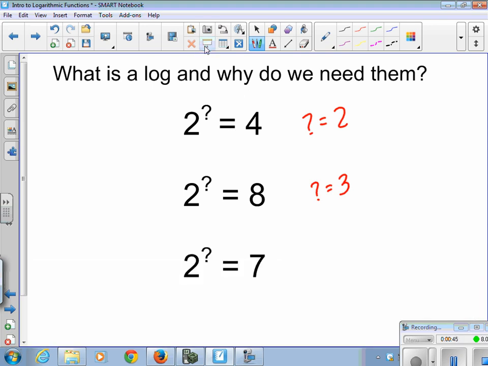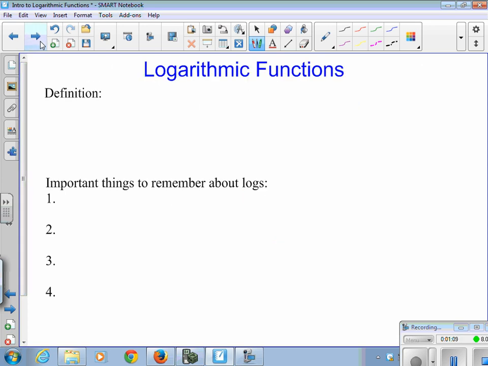But our last one, 2 to what power gives me 7? I can't figure that out exactly unless I have logs. I can guess that since 7 is between 4 and 8, then my exponent is going to be somewhere between 2 and 3. But I can't figure out what exactly this is until I use logs. So let's go ahead and define what a logarithmic function is.